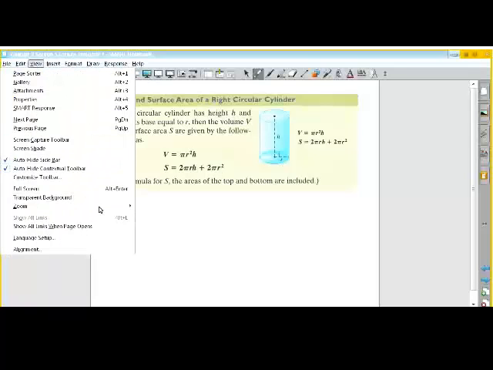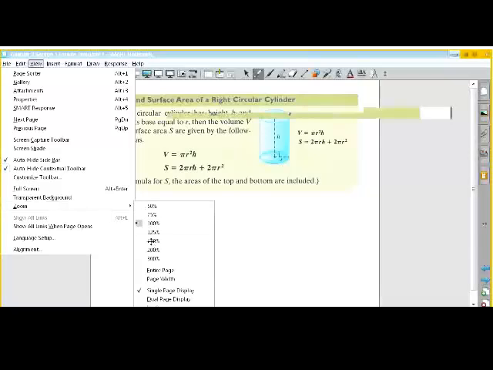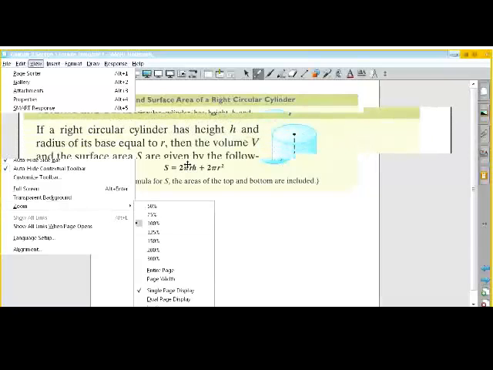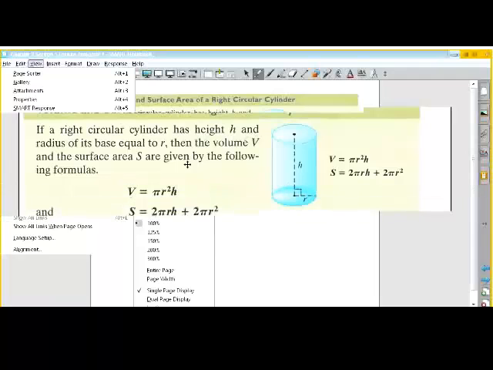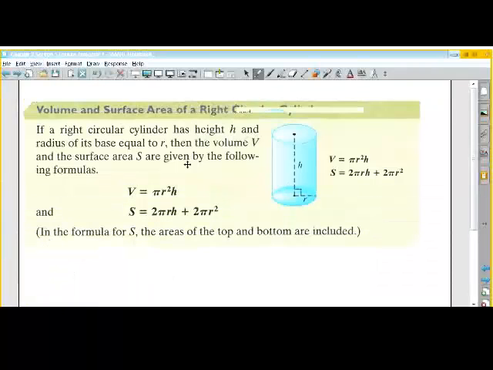So I'm going to ask you guys to think about this. How might they have gotten those equations? So what's pi r squared? Have we seen that before? That's the area of a circle.